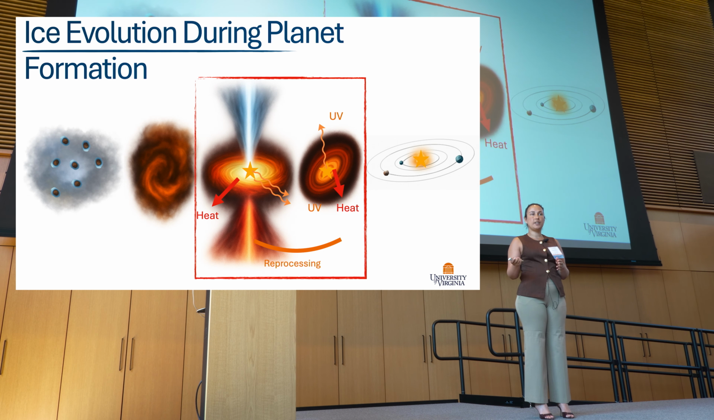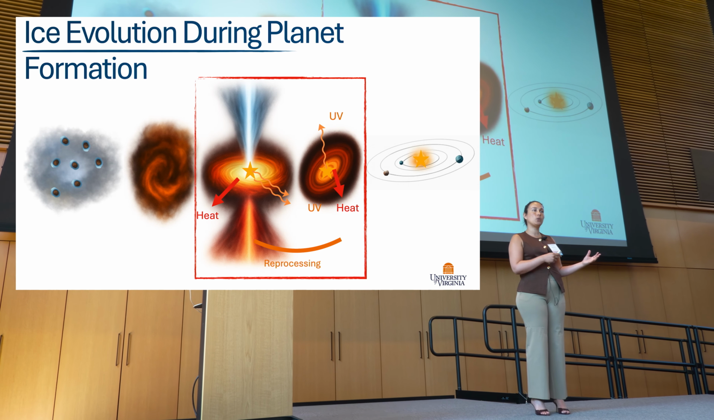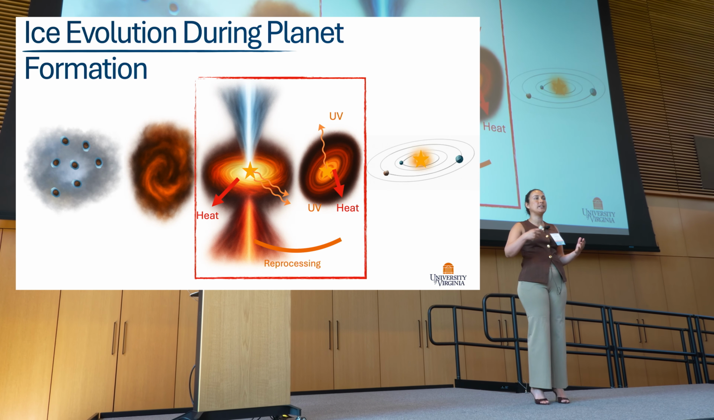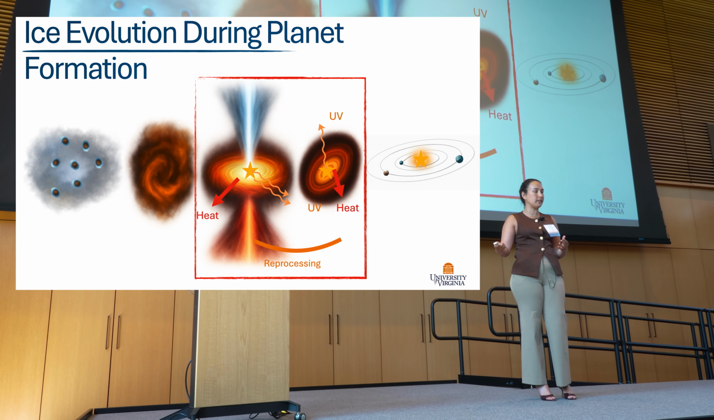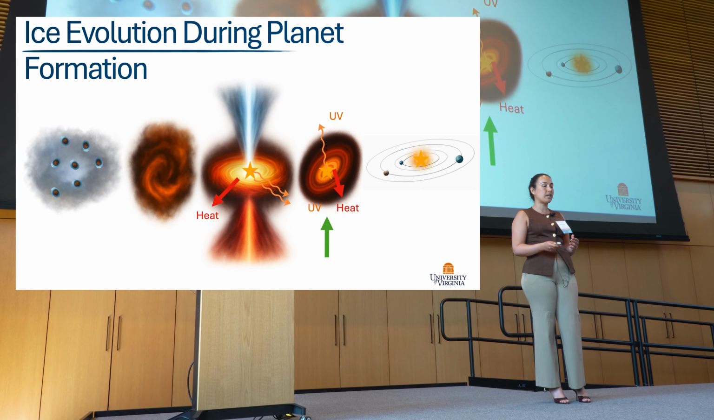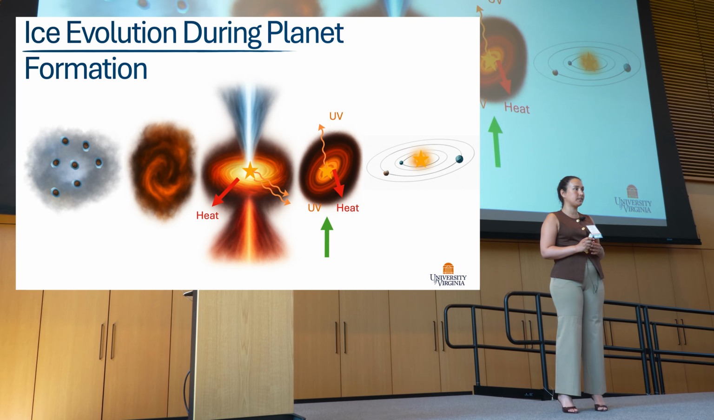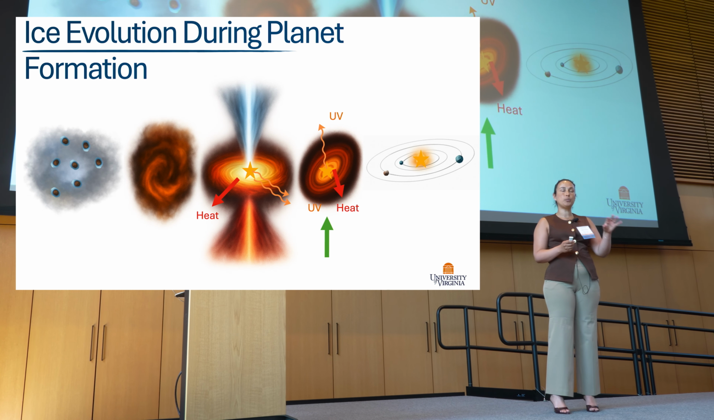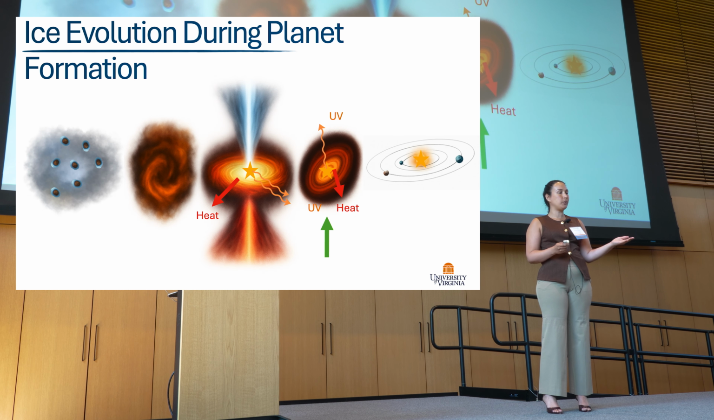But if we look at those stages, we notice that when the star is present, the star is going to induce energetic processes like UV radiation and heat that will change the chemical composition of those ices that will then get incorporated in the planets. And so for my research, I'm focusing on the protoplanetary disk stage and how the heat from the star can change the chemical composition in the forming planets.